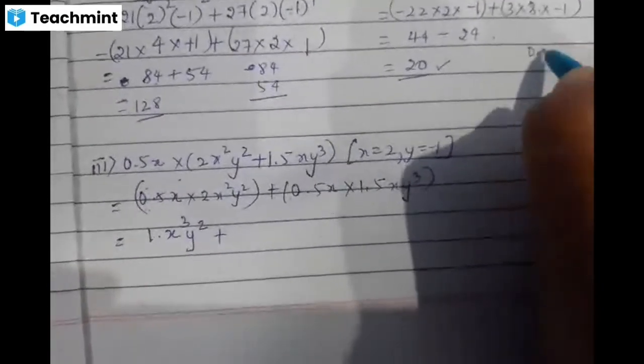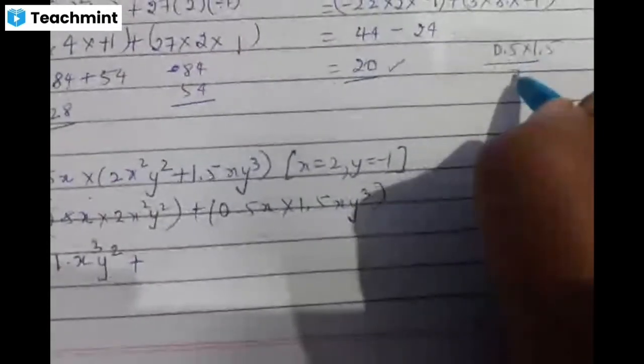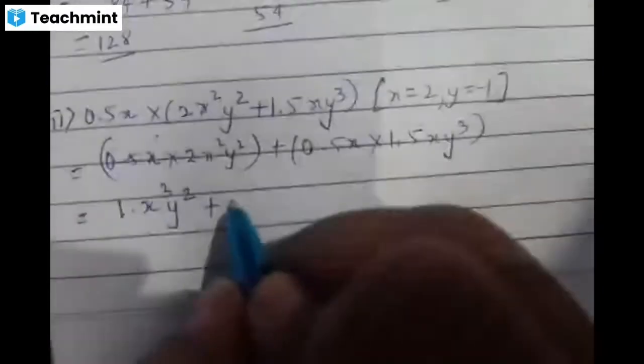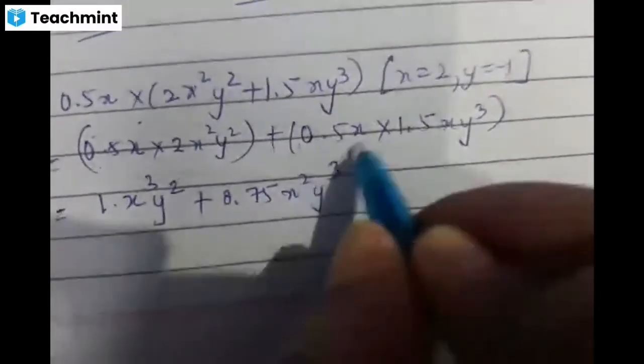Plus, children, next you have 0.5 into 1.5. 0.5 into 1.5, how to multiply, you know, children. Leave the decimal point. 15 5s are 75. So after the decimal point, you should have 2 digits. So the answer will be 0.75 x square y to the power of 3. x into x is x square, y to the power of 3.